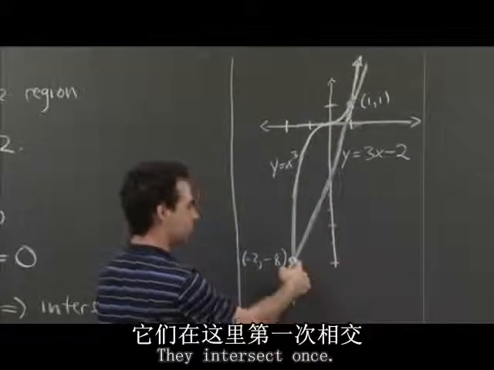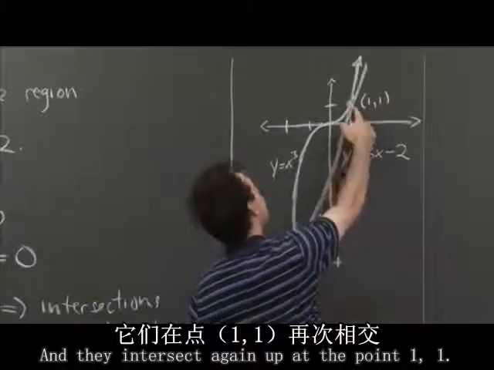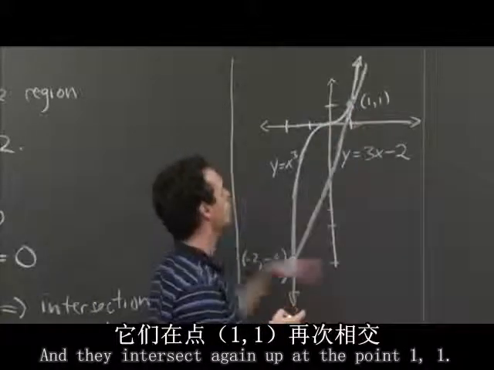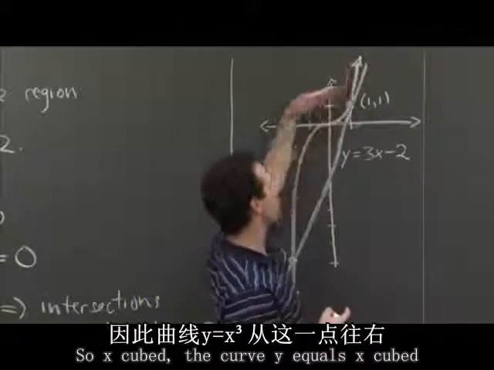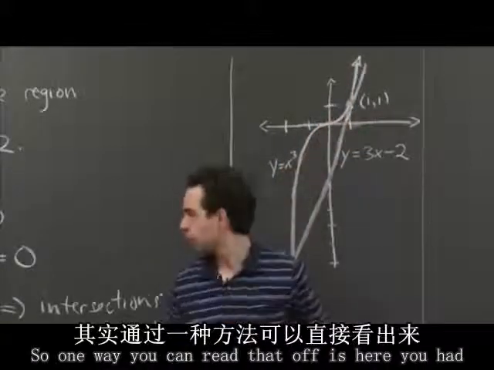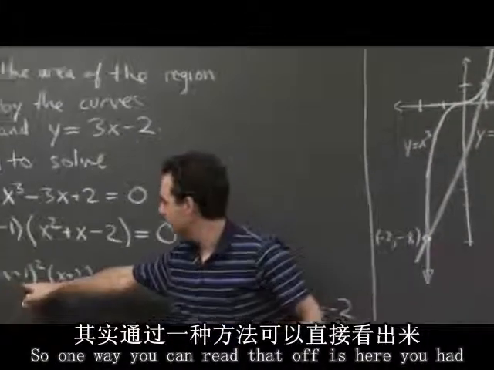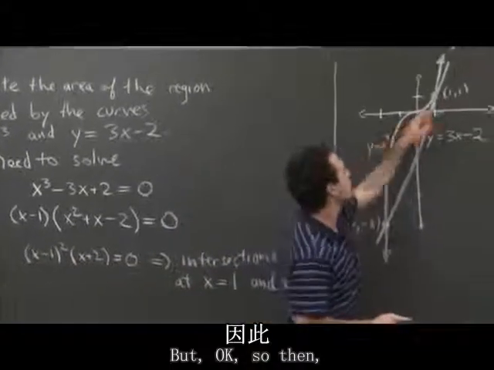They intersect once down at x equals minus 2, y equals minus 8. And they intersect again up at the point 1, 1. And they're actually tangent there. So the curve y equals x cubed stays above the line at this point. So one way you can read that off is that here you had a double root at 1, if you like.